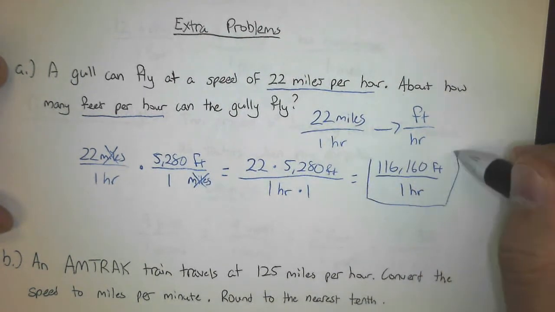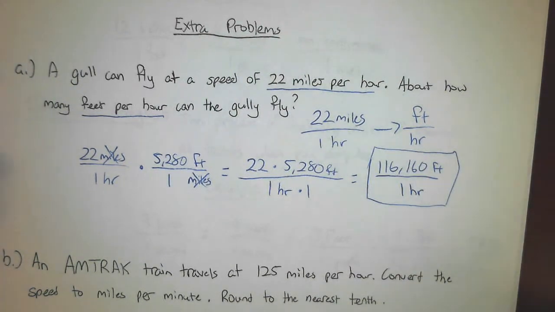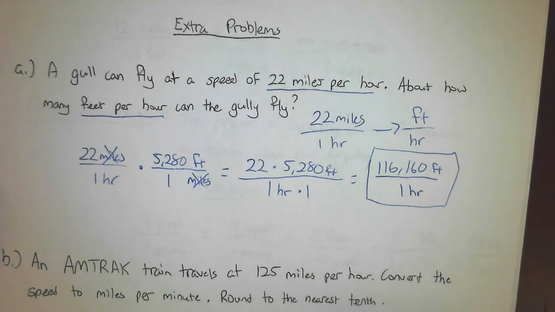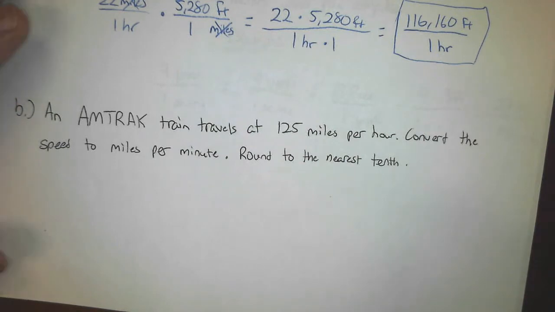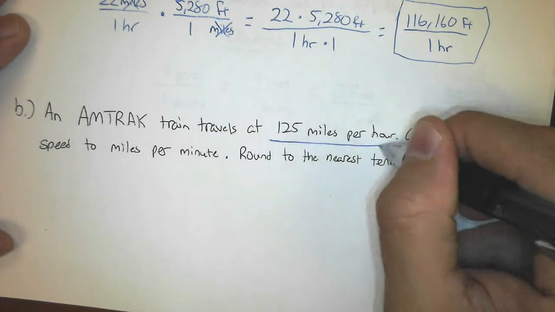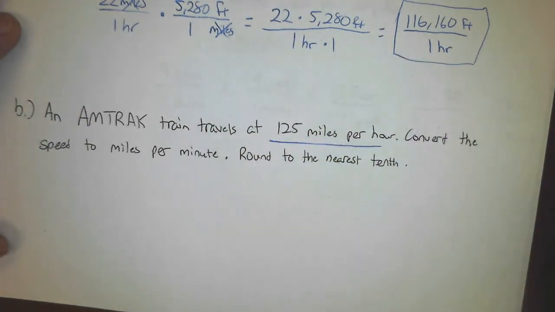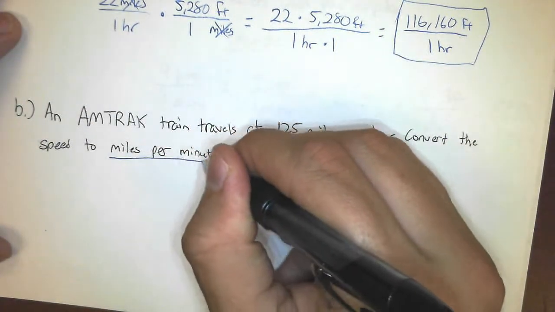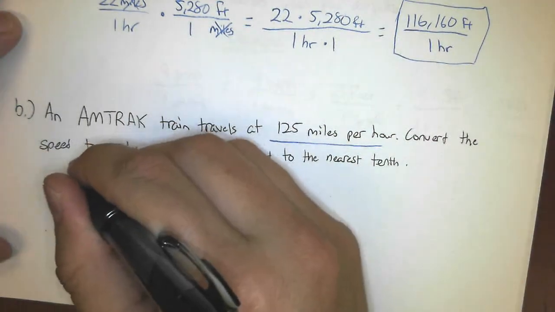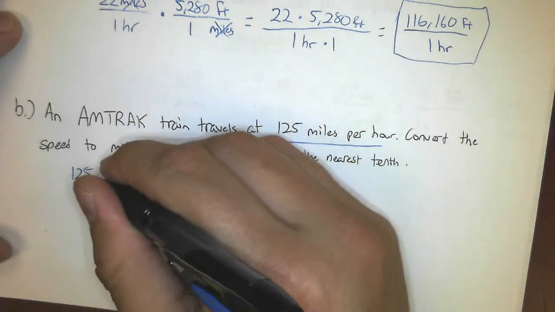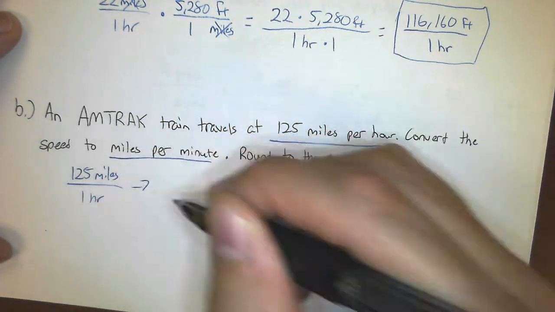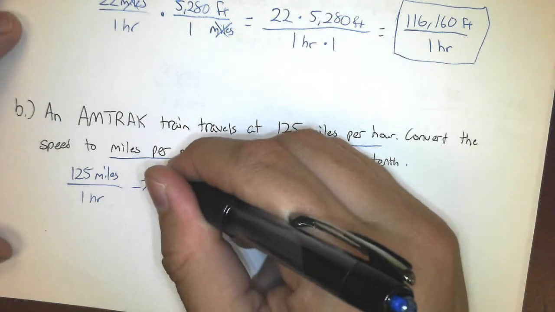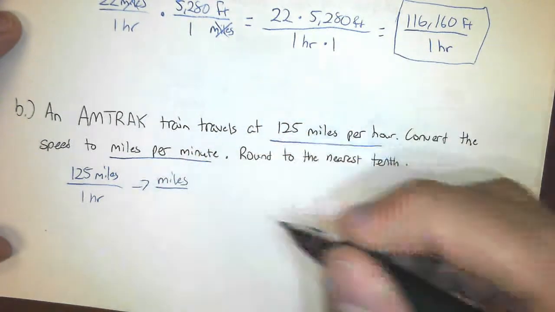Since our denominator is 1, we can move that and move on. B. We have an Amtrak train that travels at 125 miles per hour. Key piece of information right there. We want to convert that speed to miles per minute. So we want 125 miles per hour, and we want to convert that over to miles per minute.